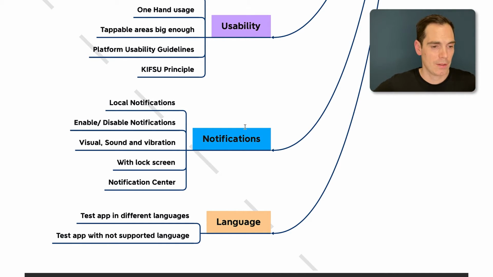Notifications you should keep in mind. There can be local notifications on the device itself triggered by the app or by a push backend, for example. You should keep an eye on that users can enable or disable the notifications, and what the app is doing here. You should check for the visual, the sound, and the vibration themes that the app can perform on the device, because it's not so nice if the vibration is not stopping, for example, or the sound is not stopping, or it's just too loud and it's overwriting something.